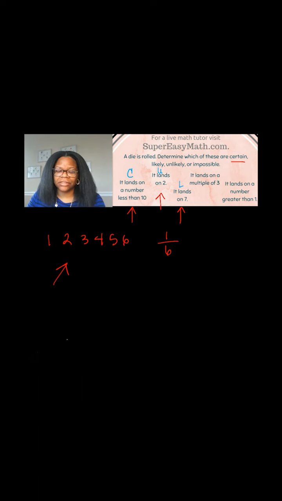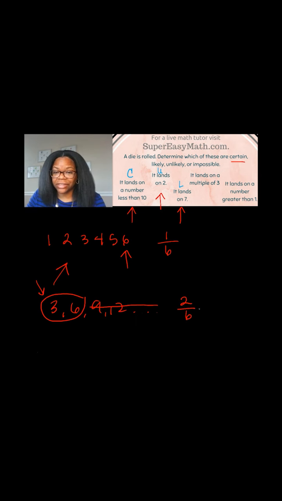The next one asks, what's the likelihood that it will land on a multiple of 3? Well, the multiples of 3 are 3, 6, 9, 12, and so on. Okay, you just add 3 to it to get the multiples. Well, the 9, the 12, and anything after is not a choice because the die only has up to 6 on it. So 3 and 6 are the only 2 multiples of 3 that it could possibly be. So that is 2 out of the 6 probability, or it's 1/3.